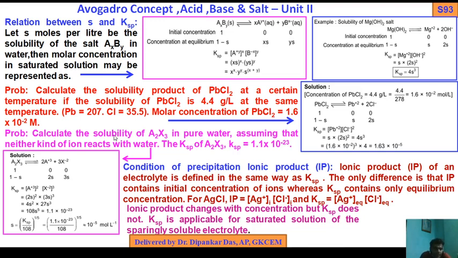A2X3 gives 2A^3+ and 3X^2-, with concentrations 2s and 3s. Again Ksp equals the molar concentration of A^3+ whole square and X^2- whole cube. So (2s)^2 (3s)^3 gives 108 s^5, which equals 1.1 × 10^-23. So s equals (Ksp/108)^(1/5). Ultimately you get the value of s as 10^-5 moles per liter.